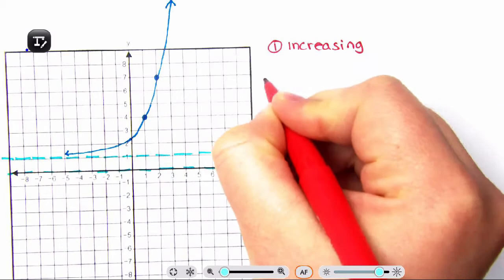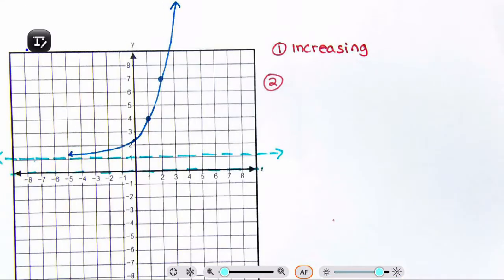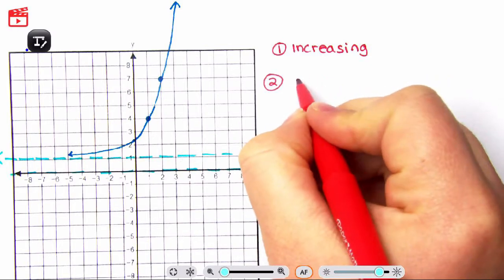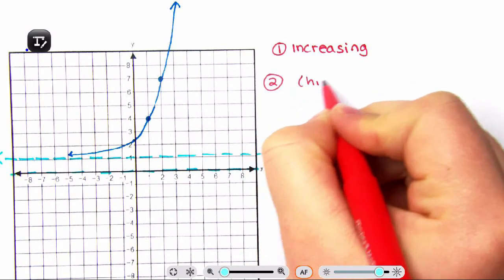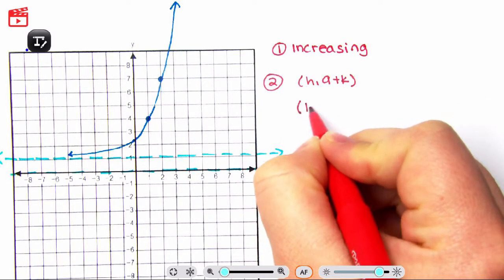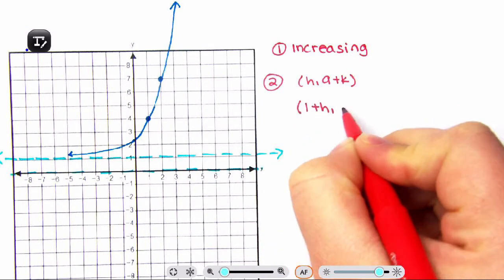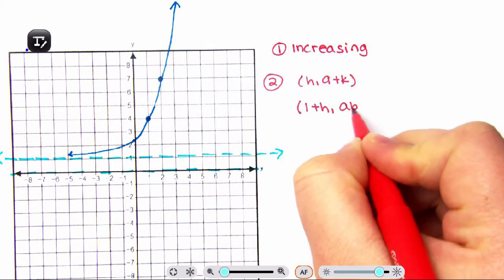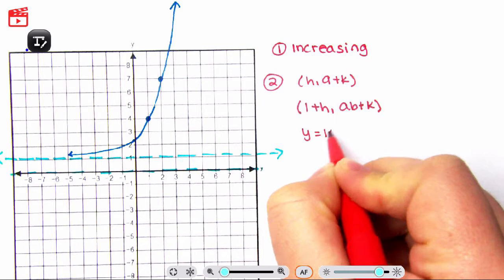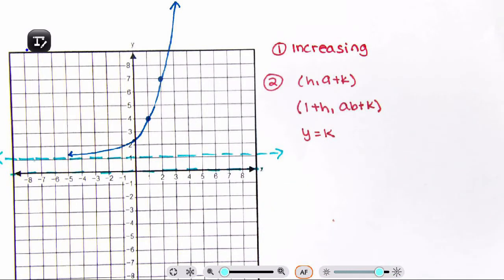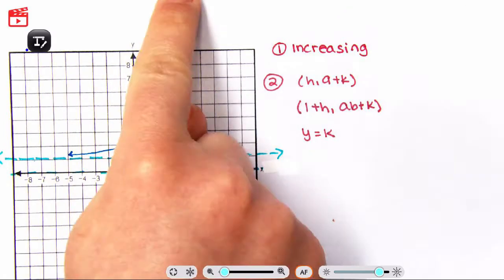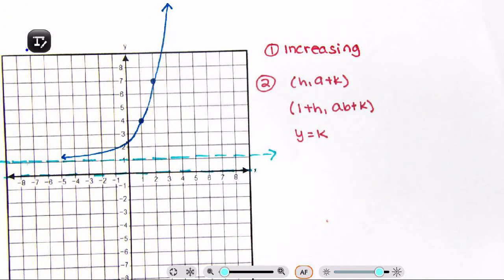So that means for step number 2, we're going to go back and finish writing out the steps a little bit later. But for step number 2, you're going to write out all of your formulas. So you have your h comma a plus k, since we are increasing, your 1 plus h comma ab plus k, and your third one is y equals k for your asymptote. And again, we are using this one here, your 1 plus h, because this is an increasing function. We are going up, up, up, and away.